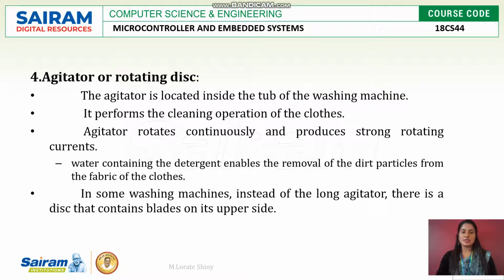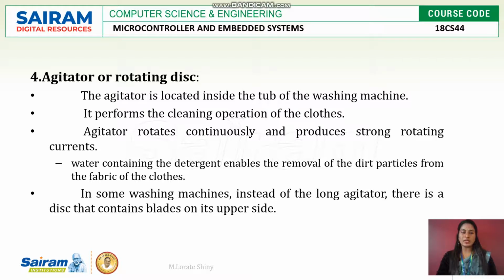Fourth one is the agitator or rotating disc. This agitator is located inside the inner tub of the washing machine, and it is an important part because it performs the cleaning of clothes. The agitator rotates continuously and produces a strong rotating current inside the water. Because of this, the clothes inside the washing machine also get rotated, and the water contains detergent particles which enable the removal of dirt particles from the fabric of the clothes.